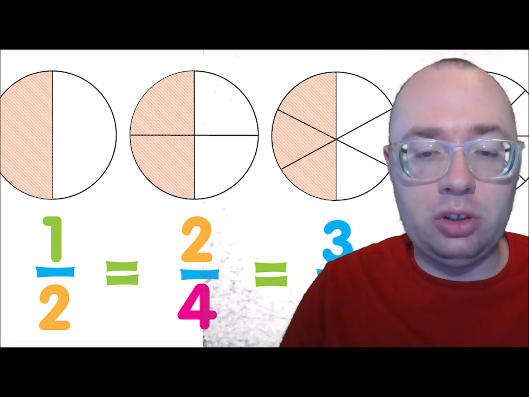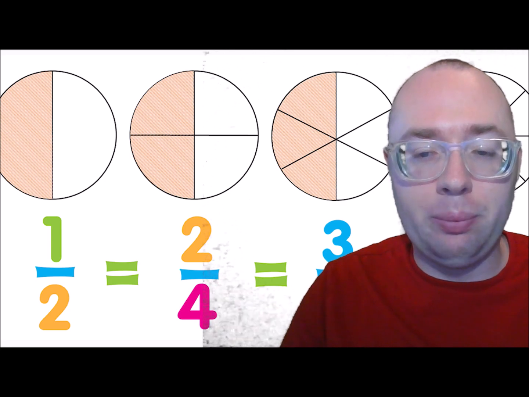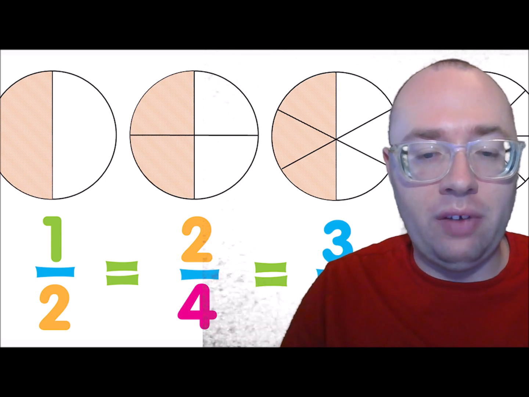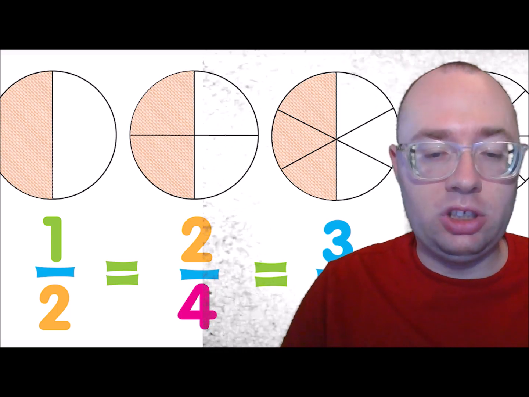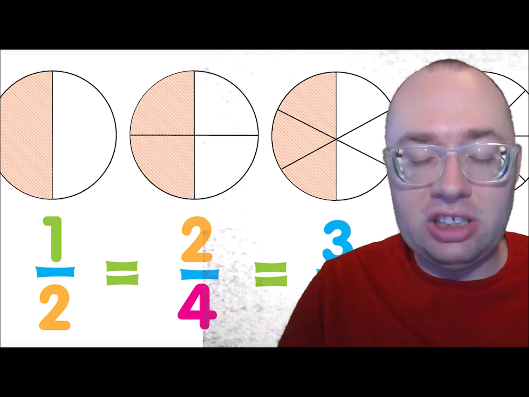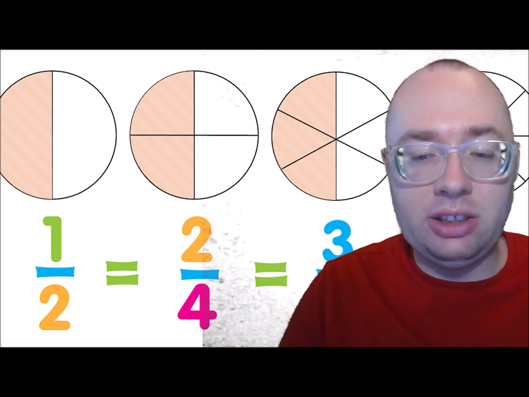The top number tells us how many parts we have, and the bottom number tells us the total number of parts. The top part of the fraction is called a numerator. The bottom part of a fraction is called a denominator. For example, for the fraction 1/4, 1 is the numerator and the 4 is the denominator.